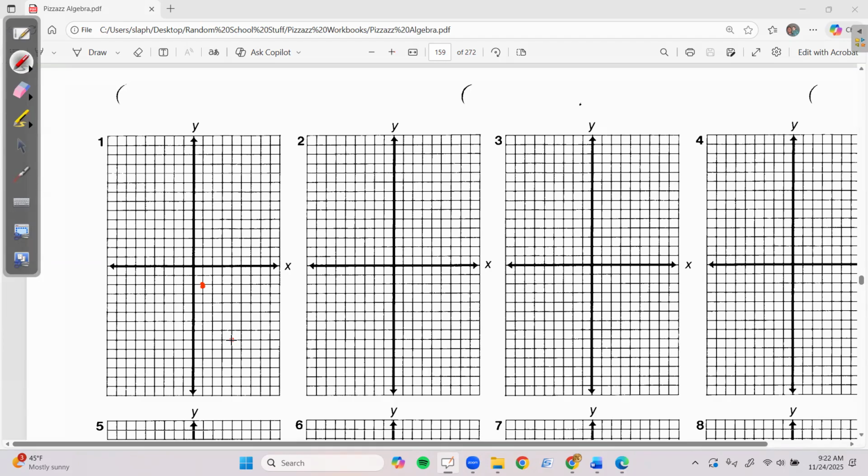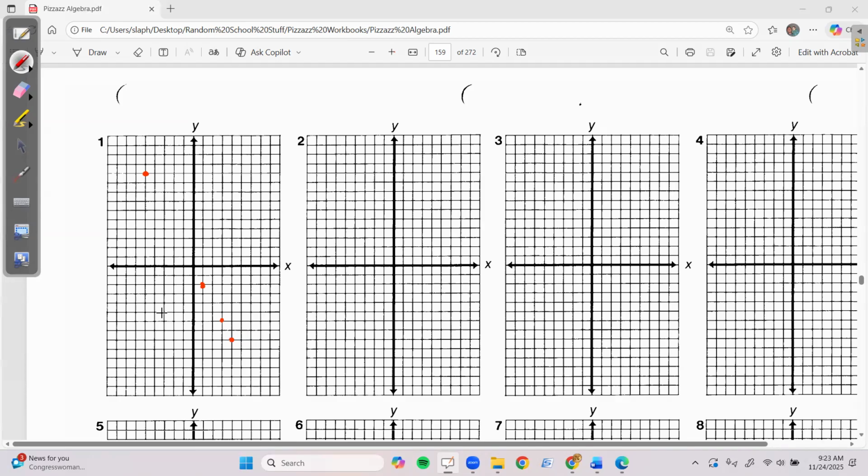What's another one? -5, 10: 1, 2, 3, 4, 5 to the left. Up 1, 2, 3, 4, 5, 6, 7, 8, 9, 10. These are looking pretty good so far. I believe we have one more. What was it? Right 3, down 1, 2, 3, 4, 5, 6. Good. And now with your ruler, you'll make a line that goes right through all 4 of those points.